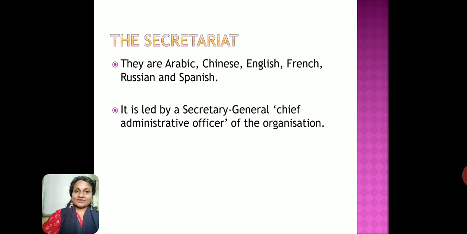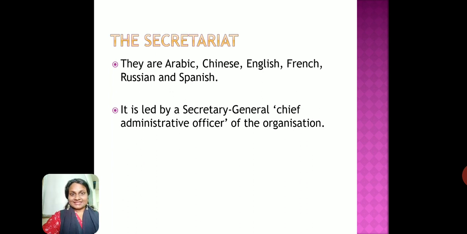So which are the 6 languages used in the Secretariat? Russian, French, English, Chinese, Spanish and Arabic. So these are the 6 languages used in the Secretariat for keeping track of all the documentation and day-to-day activities that are carried out in the United Nations.